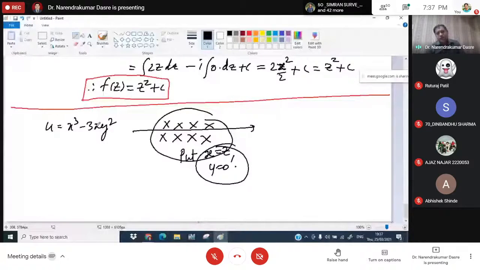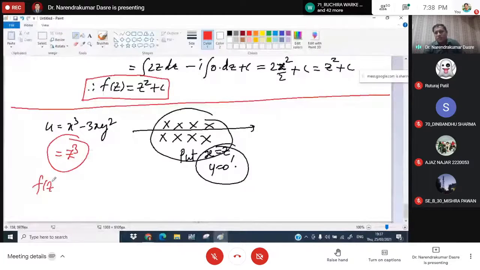Put x is equal to z and y is equal to 0. What will we get here? Z cube. So your analytic function is f of z is equal to z cube plus c. Now apply this trick for the previous example.